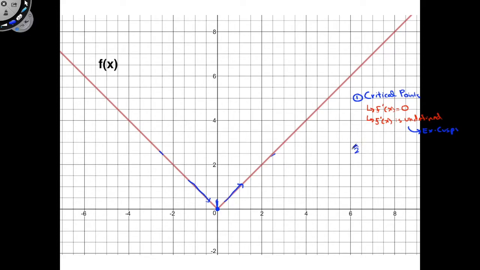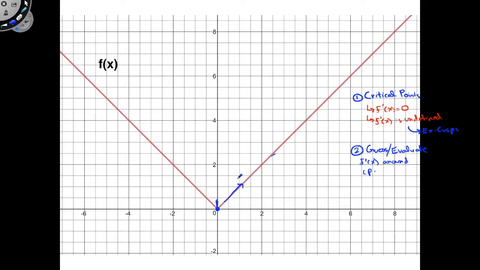And second, we'd sketch, or guess, or evaluate the value of f prime of x around the critical point. So to do this, let's think about what's going on here. Like I mentioned, this is an absolute value function, which is essentially two lines, right? It's basically two lines converging at a point. One line goes down like this, one line goes up like that.